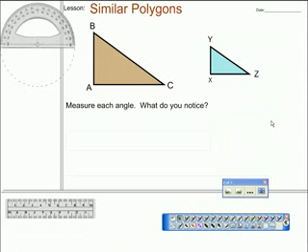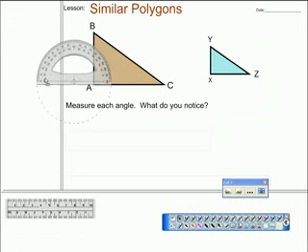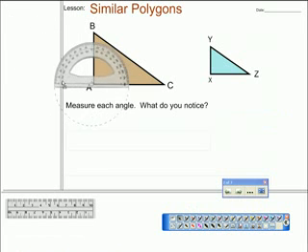Alright, the first lesson we're going to talk about some similar polygons today. So let's first get to what similarity means. Alright, do I have a volunteer? Alright, Brittany, come on up. We're going to measure the corresponding angles. So let's measure angle A.